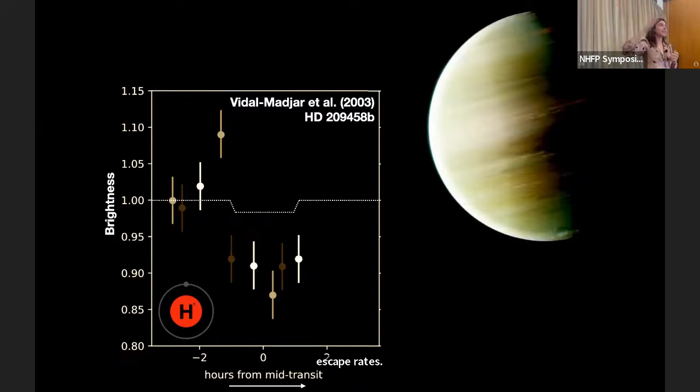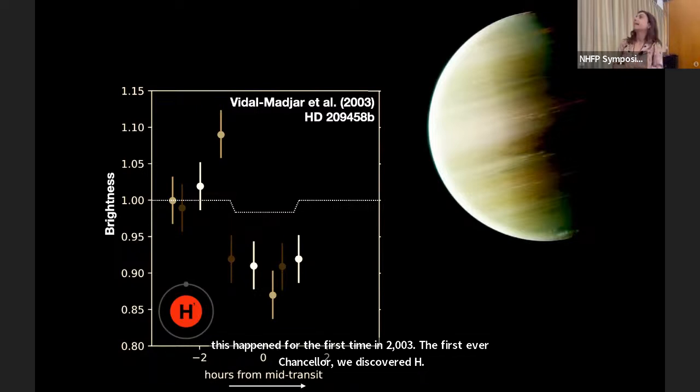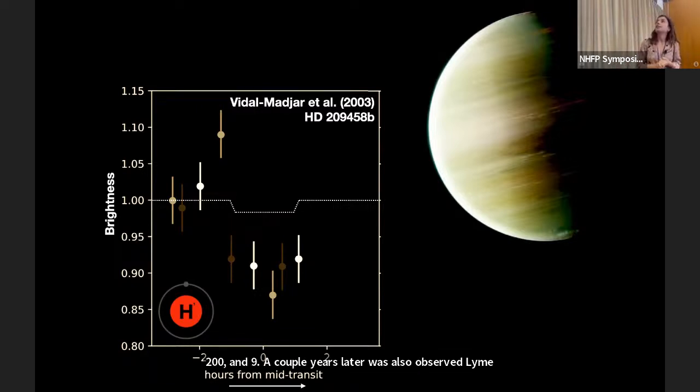The first ever transiting exoplanet to be discovered, HD 209, a couple years later, was also observed at Lyman alpha wavelength with HST. And so the white light curve model is what we expect the size of the planet to be in optical, and the brown and white data points are what we saw in Lyman alpha. So the planet looks about 10% the size of the star at Lyman alpha. So this suggests there's a huge cloud of material surrounding and escaping from this exoplanet.